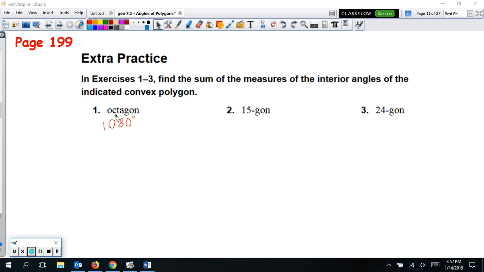So if it's an octagon, that means it has 8 sides. We just saw what it was going to be. It's 1080. You can put that down. And I want you to try the same thing for number 2 and number 3. 15-gon and 24-gon. Figure out what would be the measure of all the interior angles in a 15-gon and a 24-gon. So the number of sides here is 15, the number of sides on 3 is 24. Go ahead and pause the video for a second and do those 2 and 3, and then come back and you'll check your answers on that.